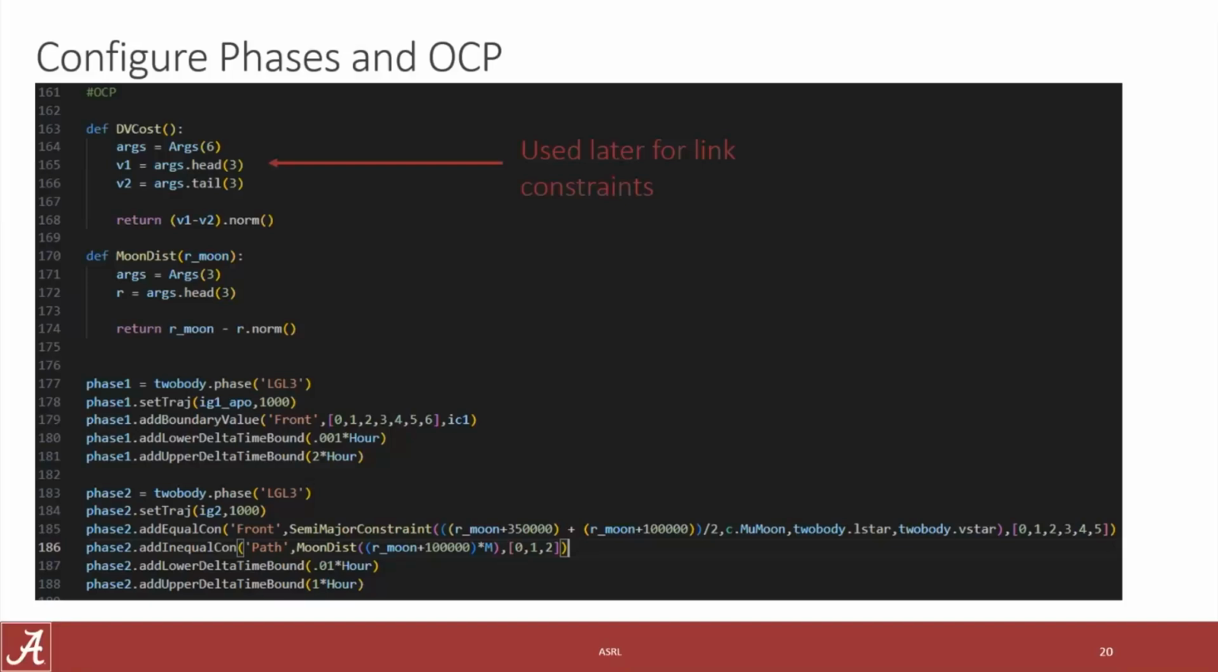We add an inequality constraint to the whole path for that moon distance, and it's going to be our moon radius plus 100. So we're saying, hey, this whole second phase, never dip below the moon's surface. We know already the first phase won't, because the initial guess and burn are going to happen beforehand, but we don't want the post-burn states to dive into the moon to try and reach our mathematical semi-major axis. And then again, time bounds.